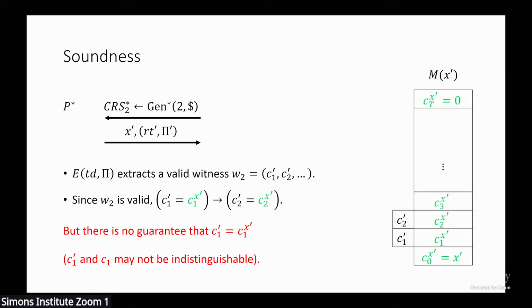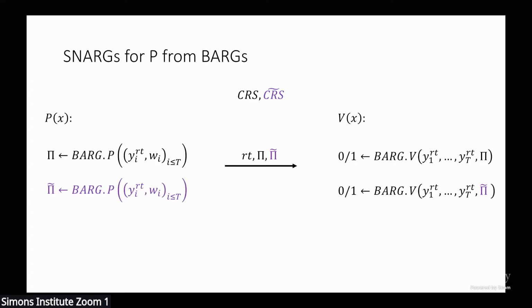So we need to go back to our protocol and make one last change. It's a very minor change, but significant. So instead of having one BARG, we're just going to have two BARGs. Trust me, we're going to have two BARGs.